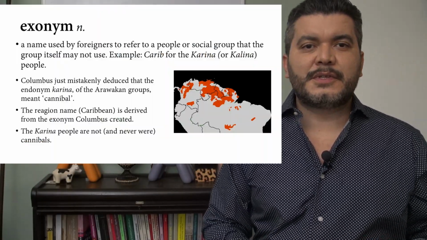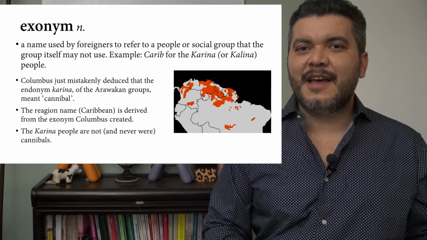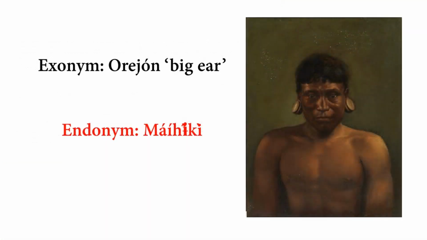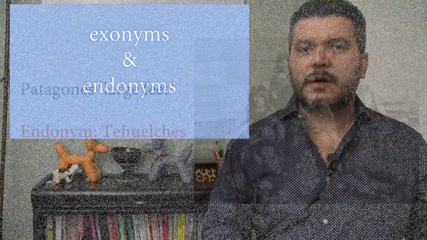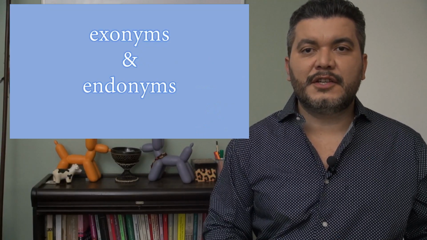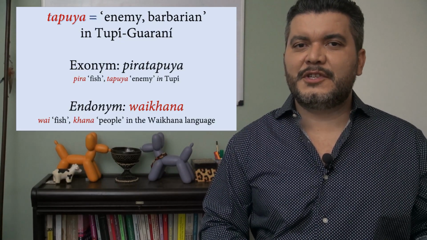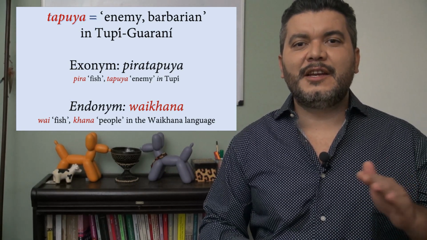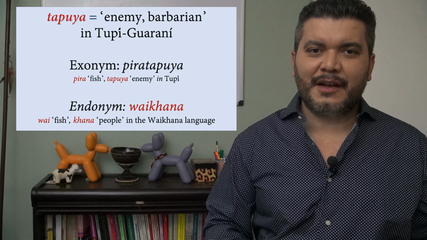What complicates this even further is that many indigenous groups are known by exonyms, and some of these are pejorative. Many of these names were given by colonial settlers, for example, Orejon, from Spanish meaning big ears, Patagon, from Spanish meaning big feet. Or it may be a term given by neighboring indigenous groups to refer to people from other groups, for example, Tapuya, which means enemy in Tupi-Guarani, and was applied by Tupi people to many non-Tupi groups. So many non-Tupi groups were called Tapuya.